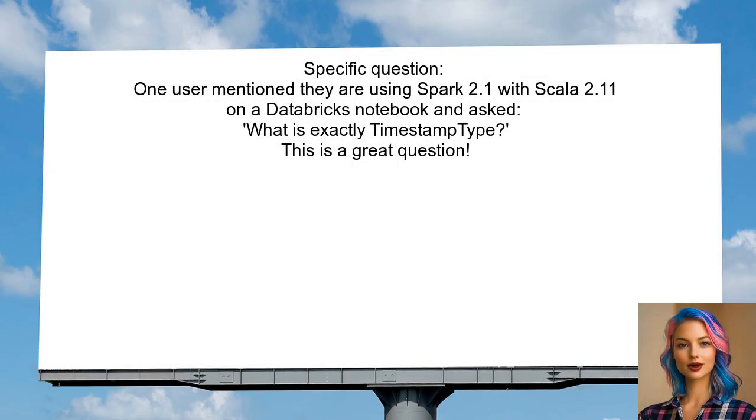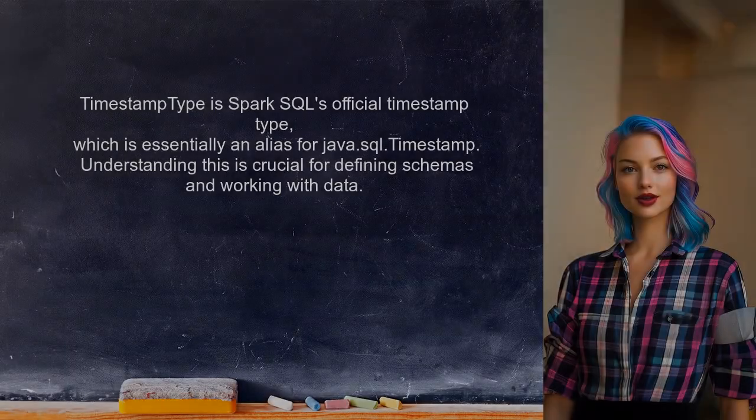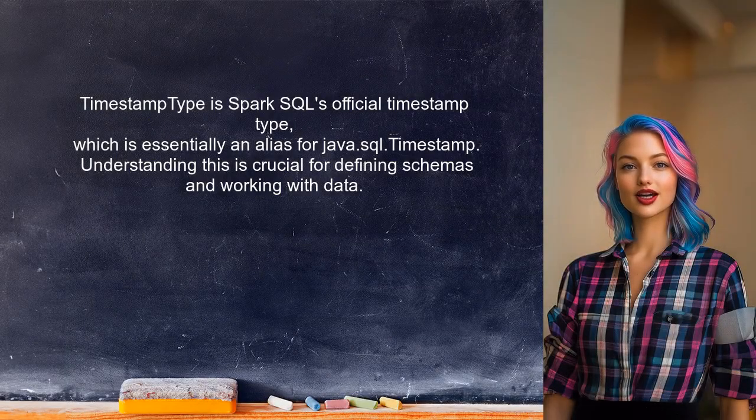Let's look at the specific question at hand. One user mentioned they are using Spark 2.1 with Scala 2.11 on a Databricks notebook and asked, what exactly is TimestampType? This is a great question and one that many users encounter. TimestampType is Spark SQL's official timestamp type, which is essentially an alias for java.sql.Timestamp. Understanding this is crucial because it affects how you define your schemas and work with data.